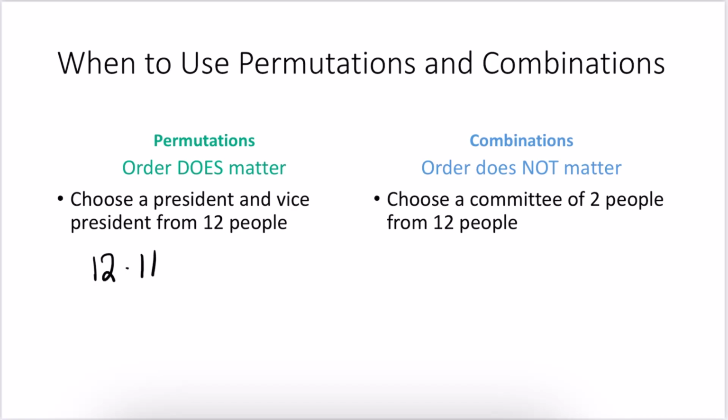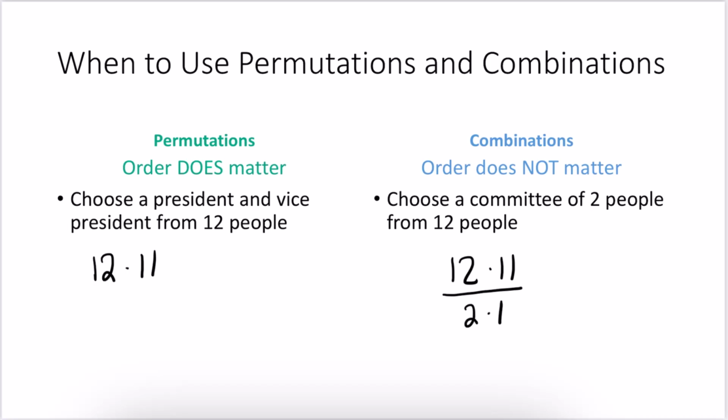With combinations, the order doesn't matter. So for example, you could choose a committee of 2 people from 12 people. So your choice tree would look the same. You would have 12 different choices for the first person in your committee, and then you would have 11 choices for the second person. However, because it doesn't matter whether you choose Abby first and then Bob, or you could choose Bob and then Abby, you need to divide by the number of duplicates, which in this case would be 2 times 1, because that's the number of ways that you could arrange 2 different people if the order doesn't matter.